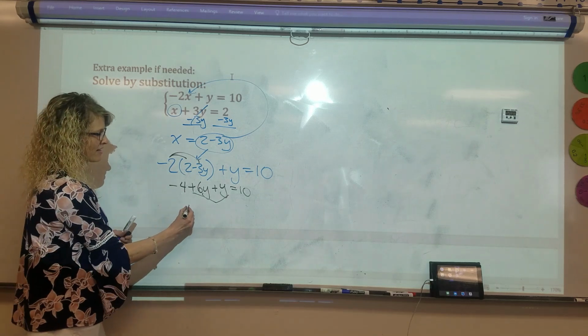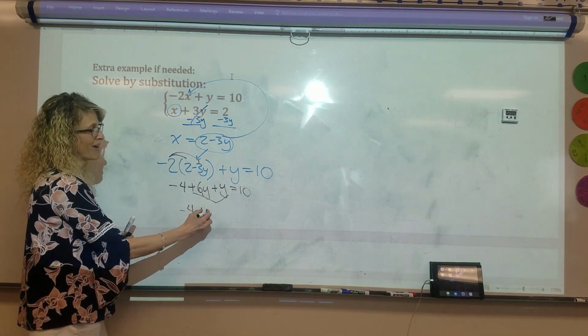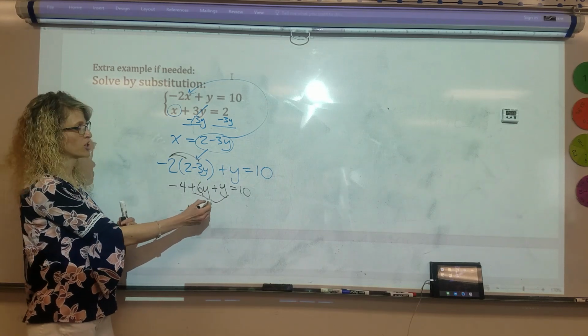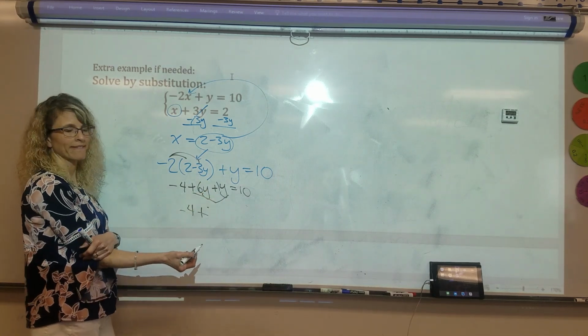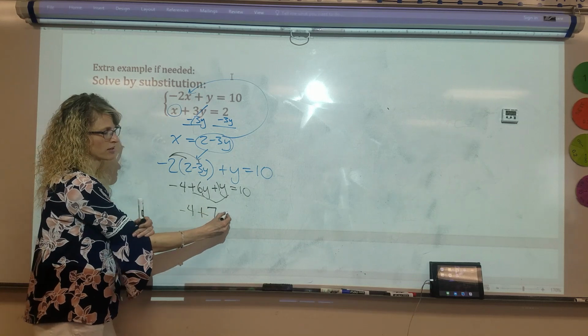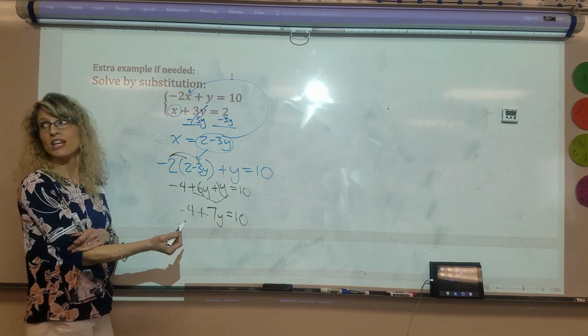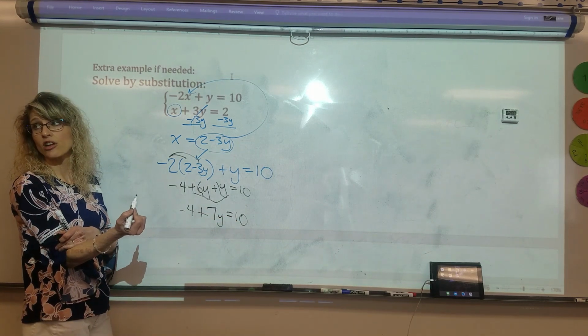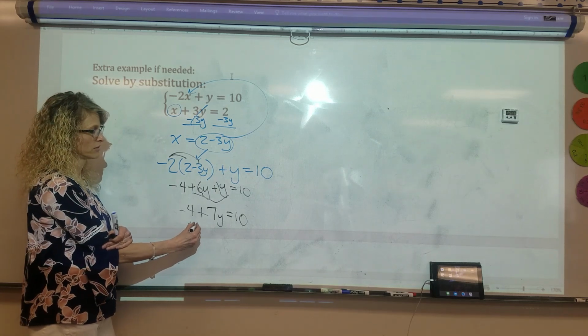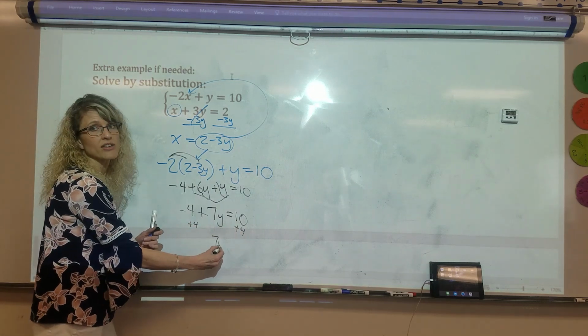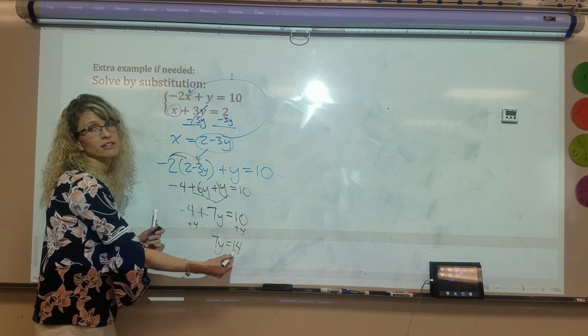Subtract y. No, I'm going to combine like terms, which is what? Which is 7y. 7y. Okay? So now I need to peel back my onion layer to solve for y. I'm going to add 4. Add 4. I get 7y equals 14.